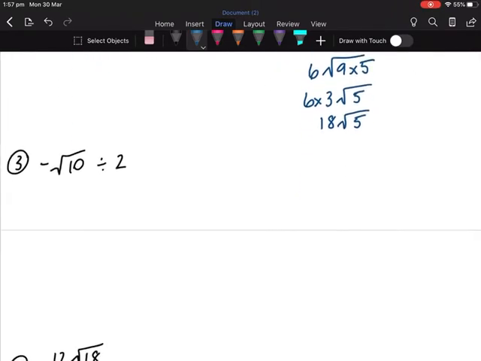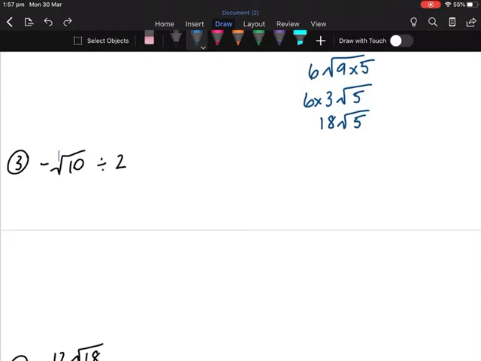All right, next one. Negative square root of 10. Now, note the negative is on the outside of the square root sign there, so it's okay. If it was next to the 10 in here, we wouldn't be able to do this. Okay, but it's on the outside, so it's okay.